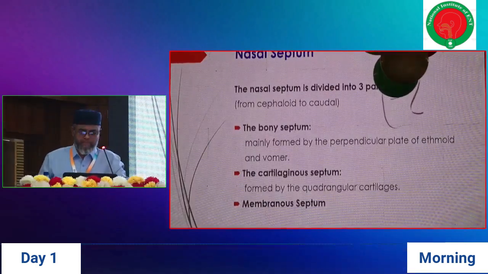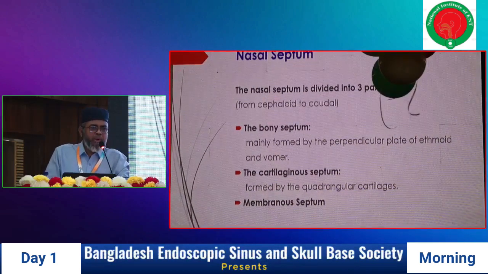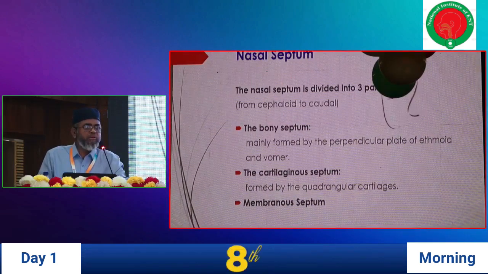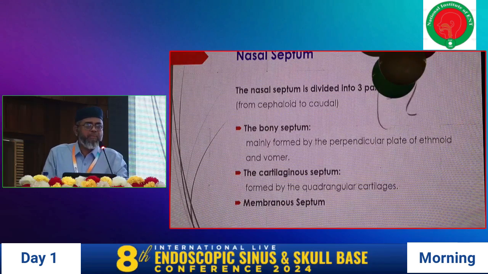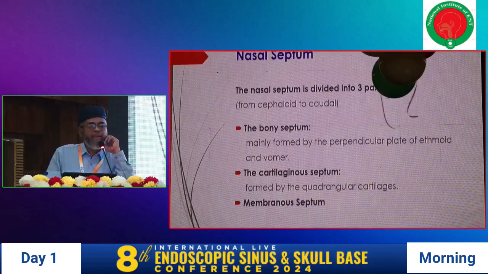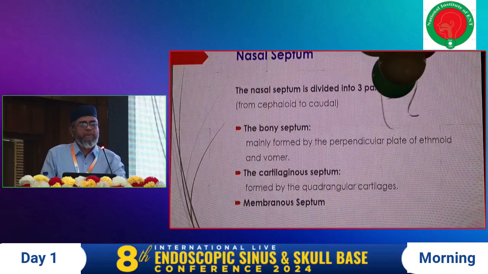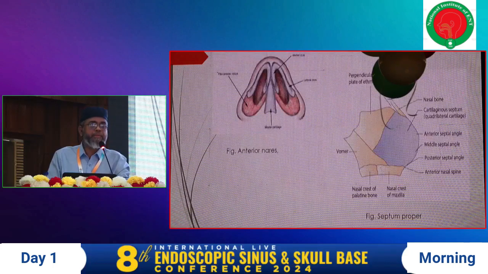First, nasal septum. The nasal septum provides projection of the nose and is divided into three parts. The bony septum is formed mainly by the perpendicular plate of ethmoid and vomer. The cartilaginous septum is formed by quadrangular cartilage, and the membranous septum lies in between the cartilaginous septum and columella.